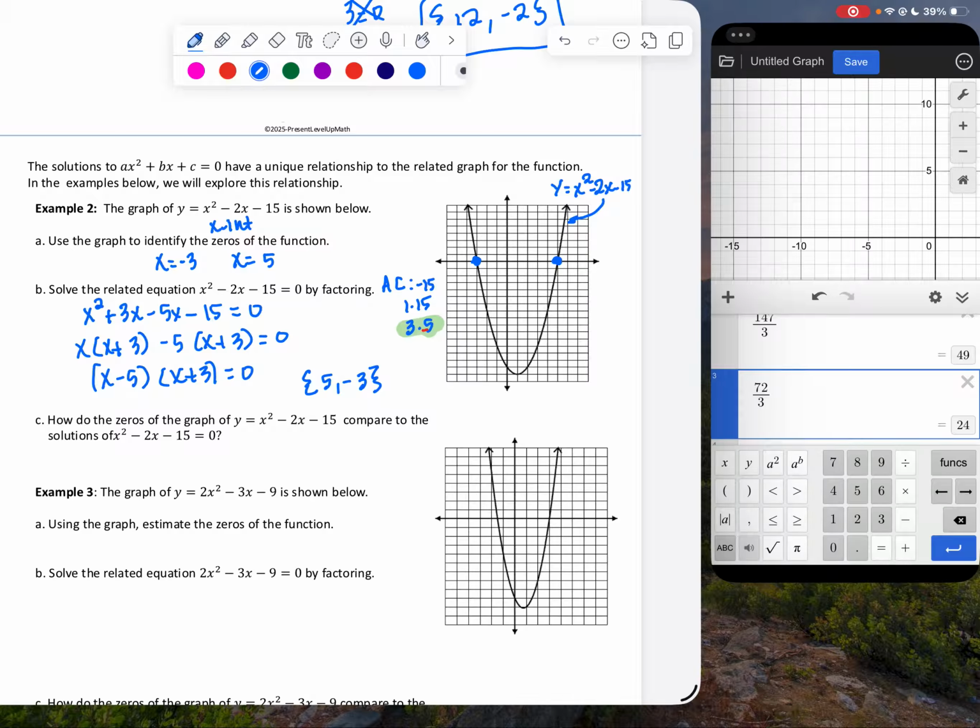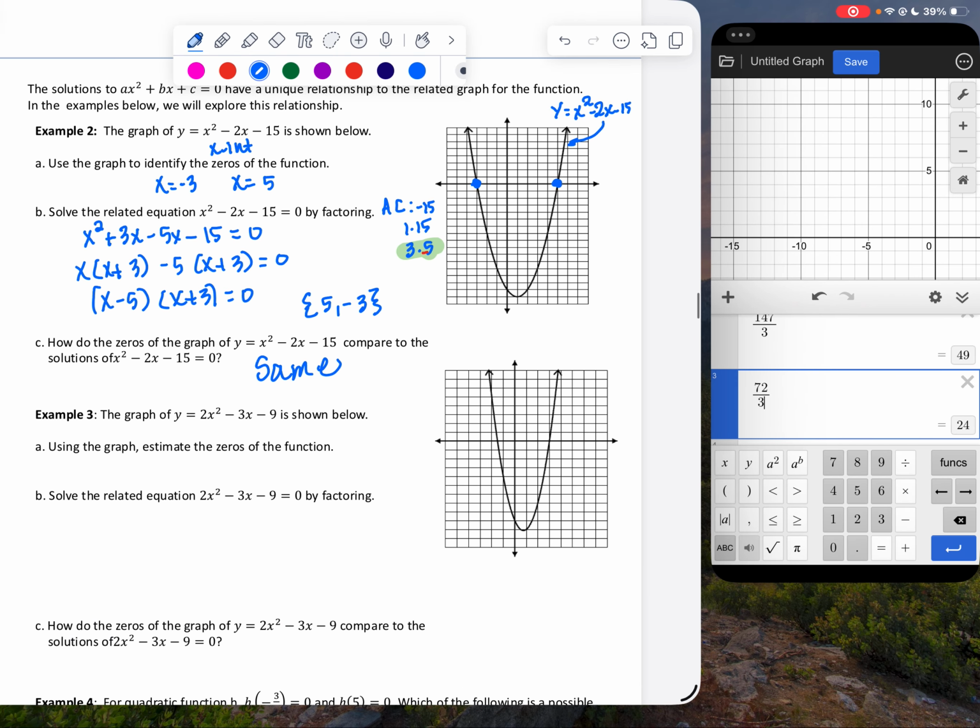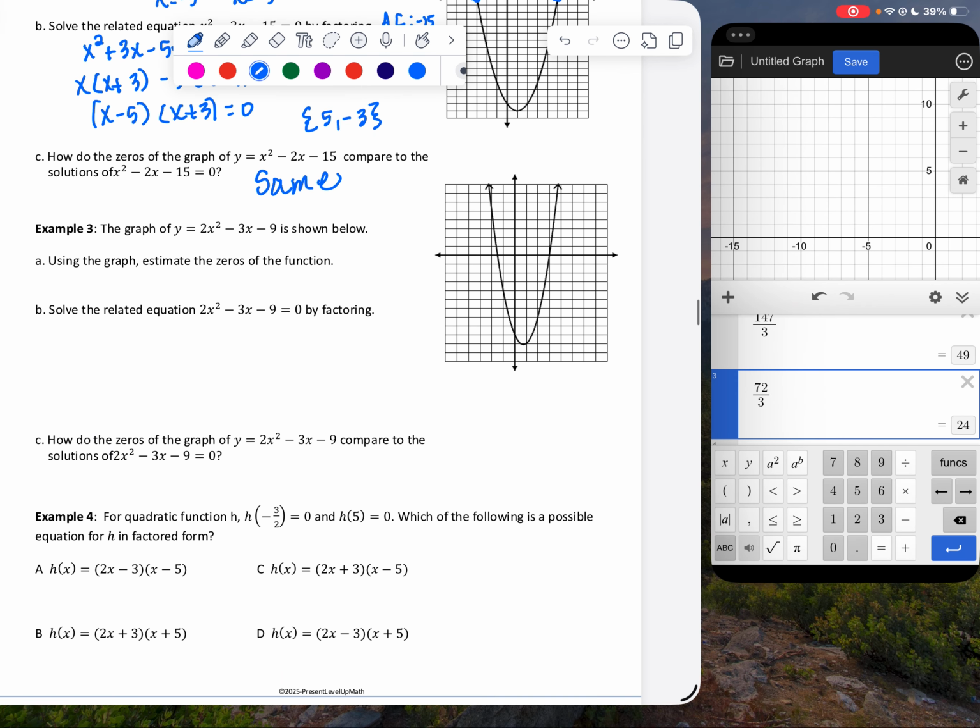All right, part C. How do the zeros of the graph of y equals x squared minus 2x minus 15 compare to the solutions of x squared minus 2x minus 15 equals 0? Well, they are the same. The zeros and the solution set were the exact same. All right, look at example 3.